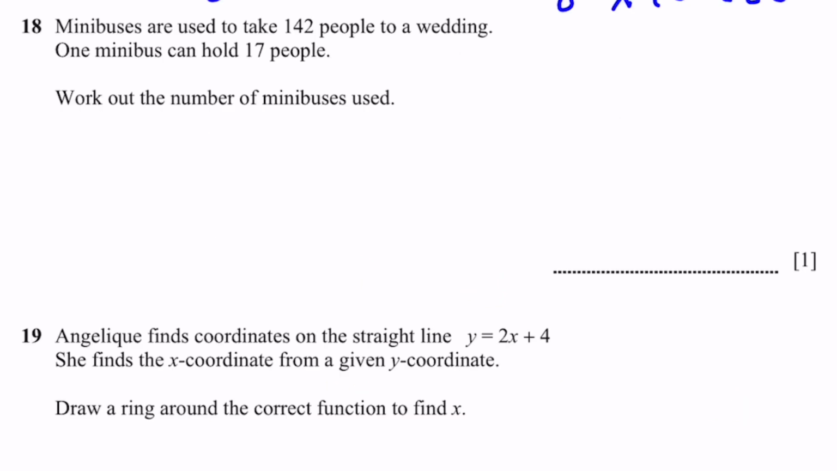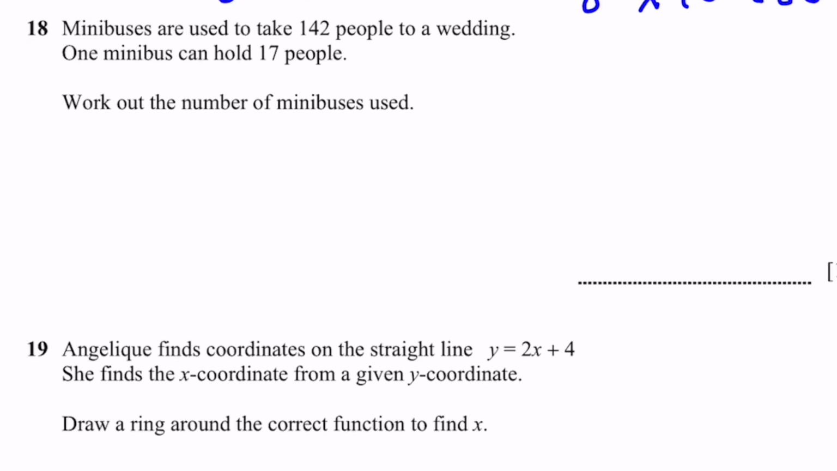Question 18. Minibuses are used to take 142 people to a wedding. One minibus can hold 17 people. Work out the number of minibuses used. So this is quite straightforward. The first thing we need to do is divide 142 by 17, because one minibus can hold 17 people and 142 people are going to the wedding. So that means 142 divided by 17.